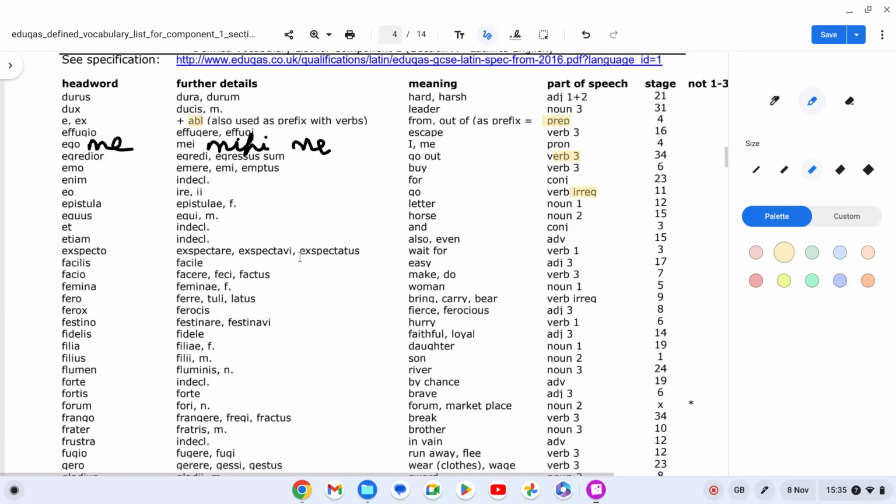Moving on, equus, equi means horse. Well, it would be glossed. It would appear that if you saw the word for knight in your exam, but don't confuse it. That's eques, not equus.